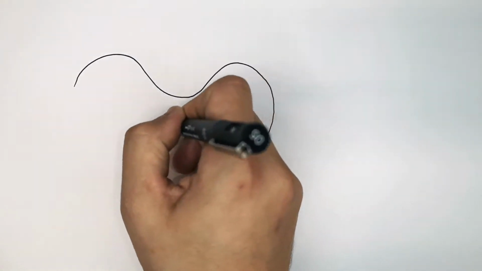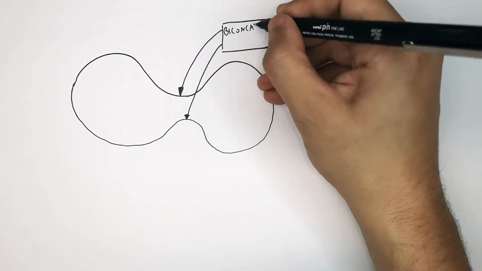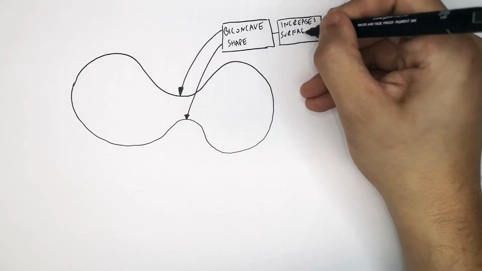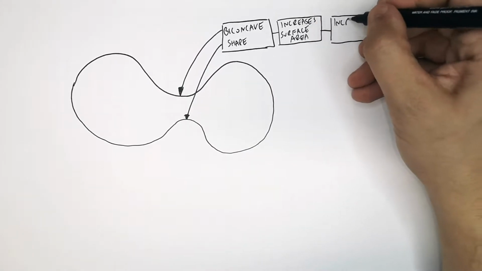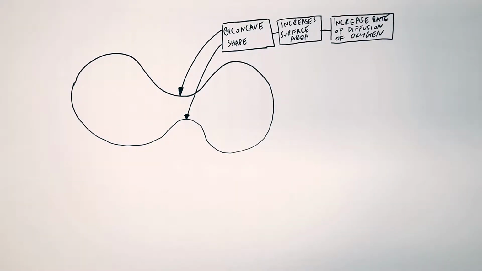A red blood cell has a biconcave shape. As you can see here, I'm drawing a red blood cell with a biconcave shape. This biconcave shape increases the surface area of the red blood cell, which increases the rate of diffusion of oxygen into and out of the cell.